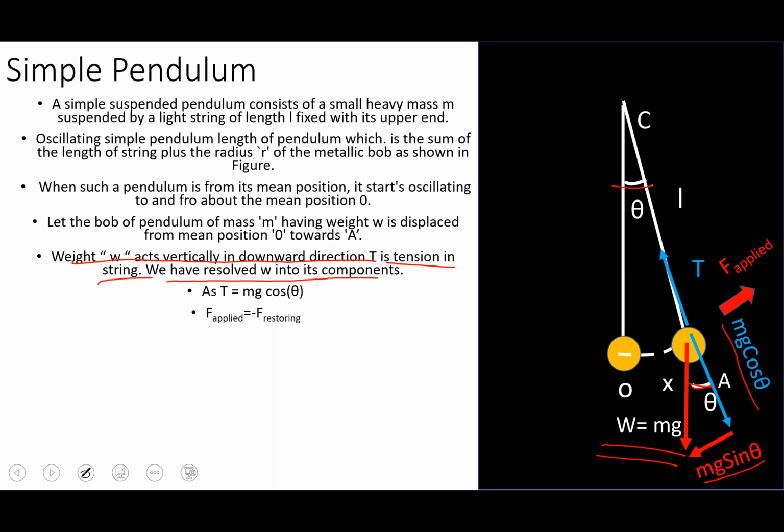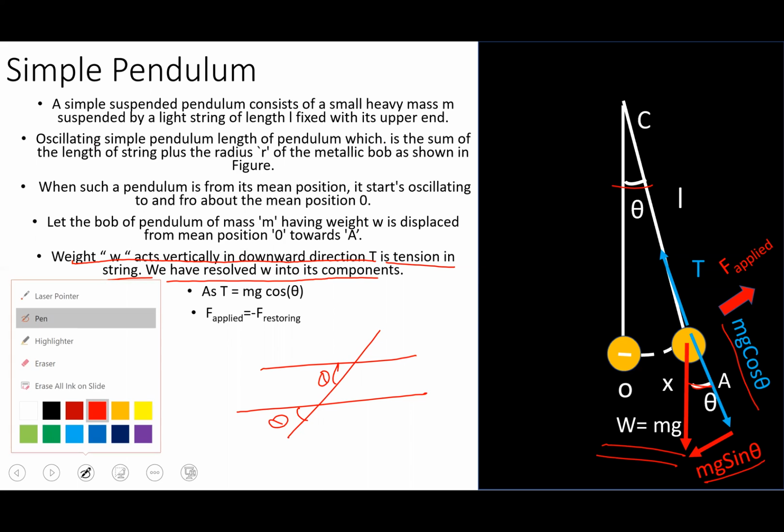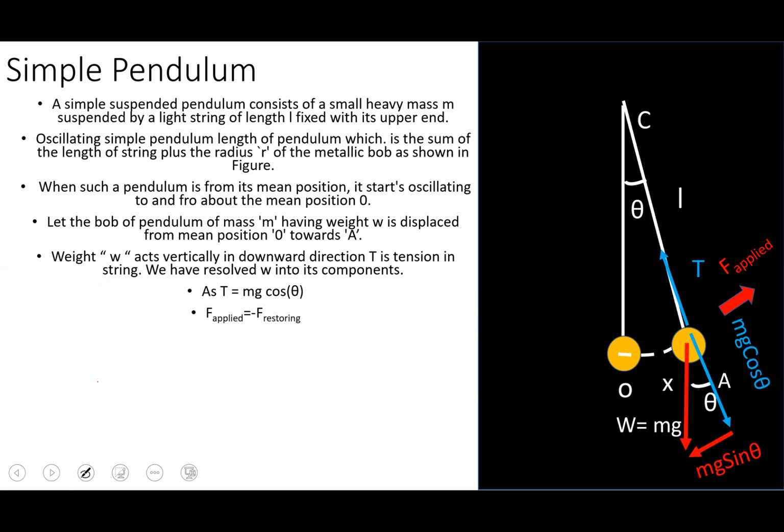This theta is the same because two lines are crossed by a single line. If two lines are crossed by one line, then these two angles will be equal to each other. In the same manner, we are taking theta equal in that case as well.